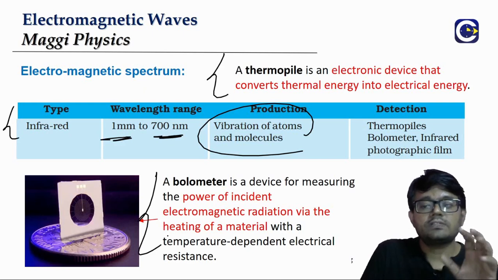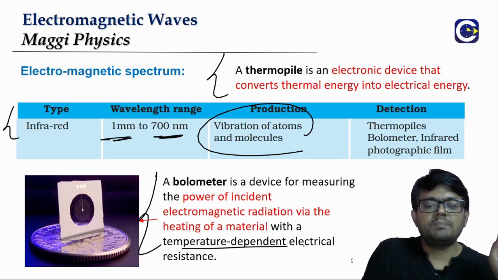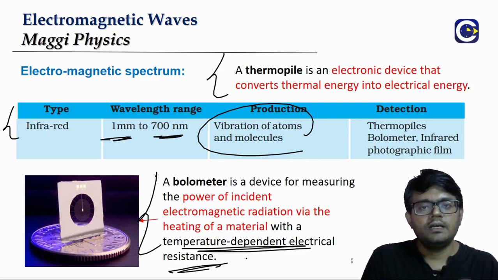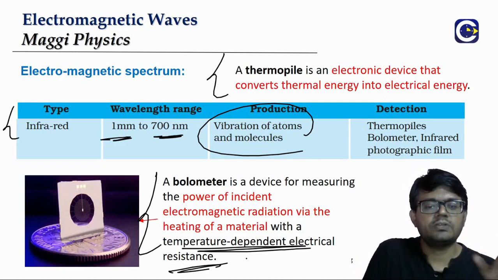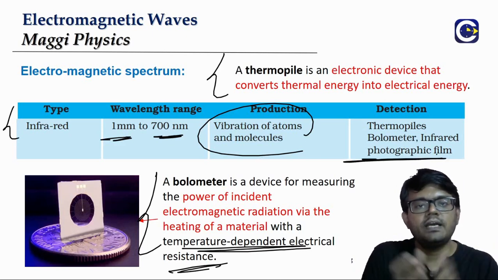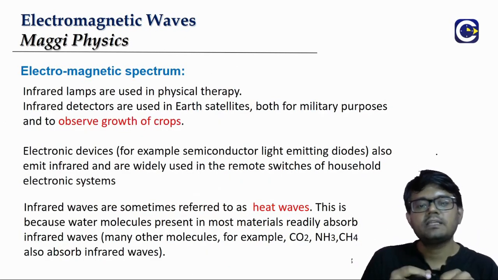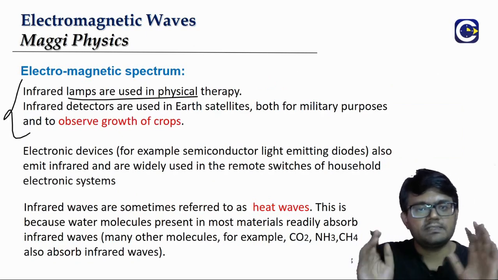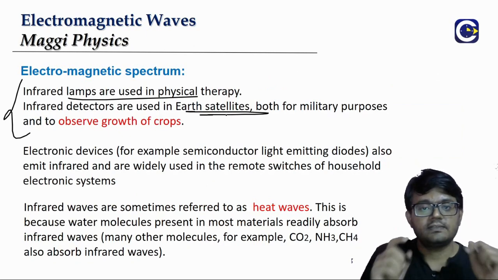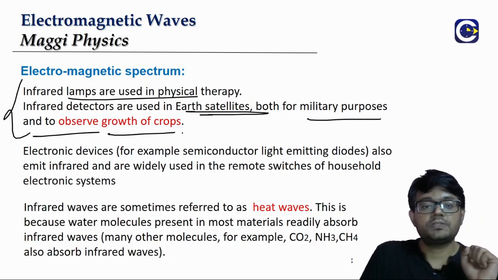அந்த மாதிரி we also have a device called a bolometer. Bolometer சொன்னா என்ன தெரியுமா, it is a device which uses the idea of temperature dependent resistance. ஏன்னா நம்ம heat பண்ணா, resistance vary ஆயிடும். அந்த basis ல என்ன தெரியுமா, we can actually detect the infrared rays. அந்த மாதிரி we can also have infrared photographic film, that can be also used for the detection. So what are the observations ன்னு பார்த்தீங்கன்னா, they are used in physical therapies, infrared lamps. அந்த மாதிரி infrared detectors என்ன தெரியுமா, they are used in earth satellites, mainly, you know, military purpose காக நம்ம யூஸ் பண்ணலாம். அந்த மாதிரி they can be also used for the observation of growth of crops.